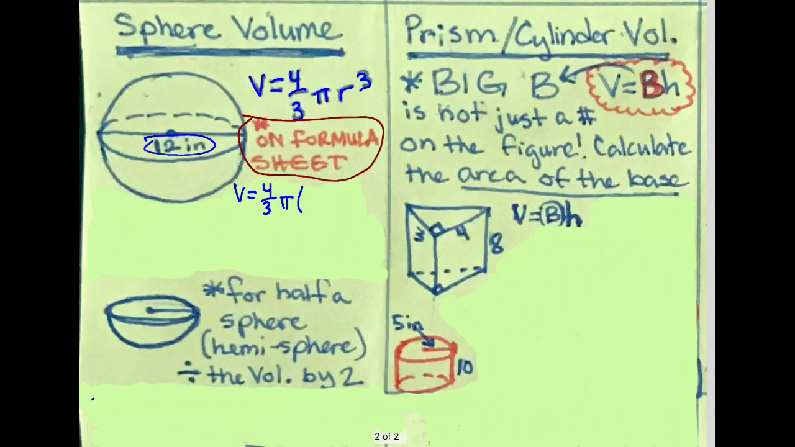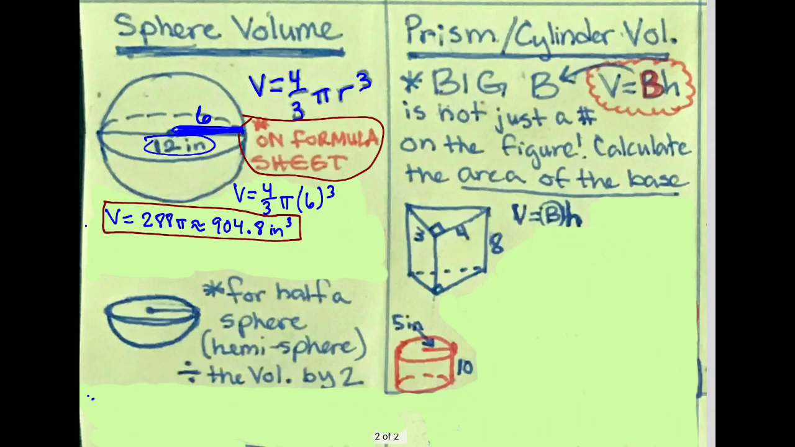Notice that they give us our diameter, so we have to divide by 2 to get the radius. Remember, the radius is half of the diameter. That means the radius is 6. So 6 cubed, and now we can calculate the exact answer. Volume equals 288 pi, which is approximately 904.8 inches cubed. So that is our volume of our sphere in both exact and approximate answers.